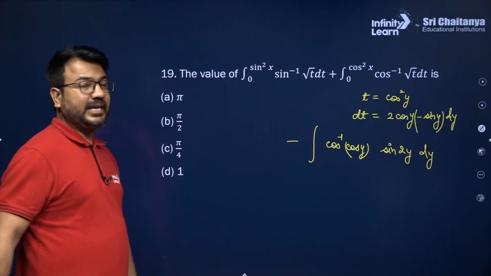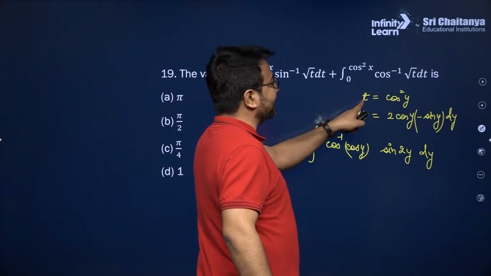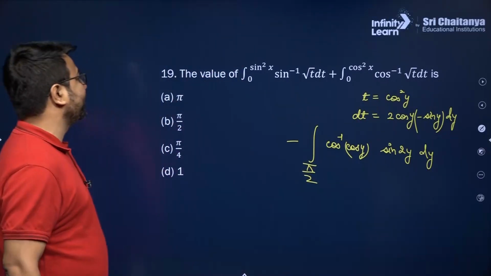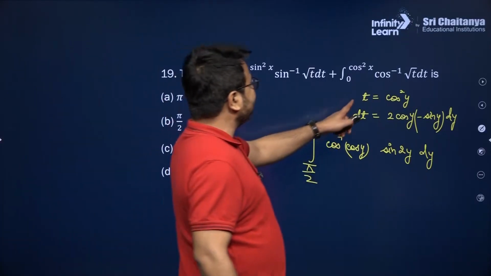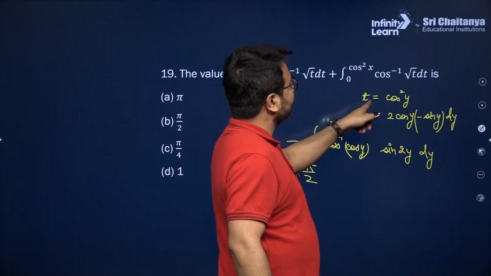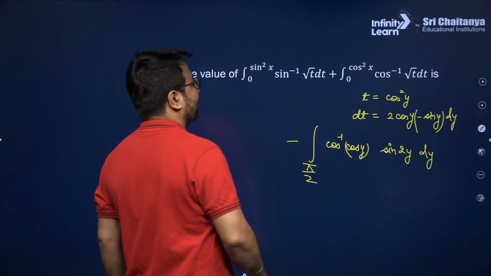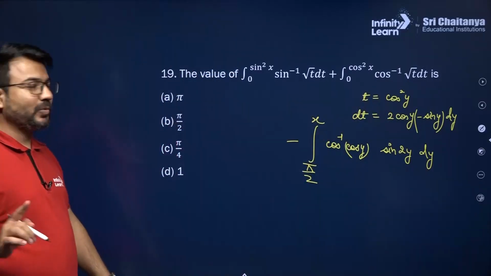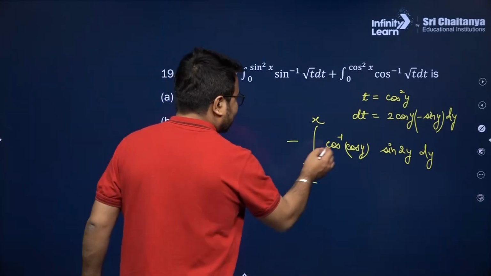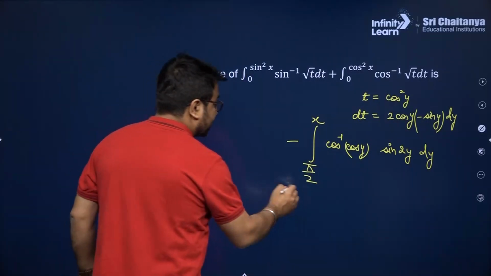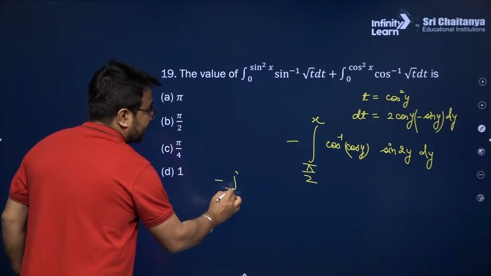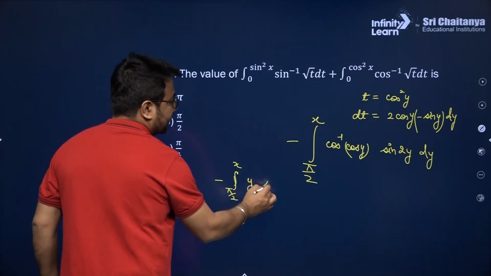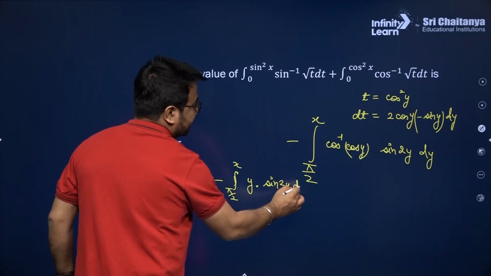Limits will get changed. These are the values of t. If I place the value of t as 0, then the value of y will be pi by 2. And if I place the value of t as cos square x, then the value of y will be equal to x. So it will be pi by 2 to x. Now here, let us try to integrate this. This is minus, from pi by 2 to x, y multiplied by sin 2y, and then dy.